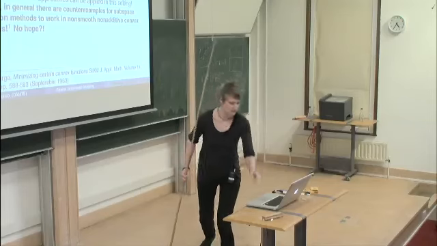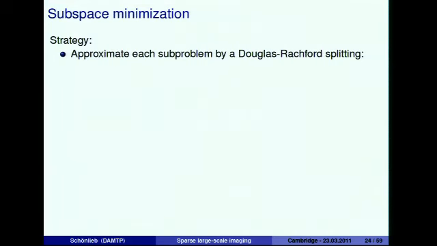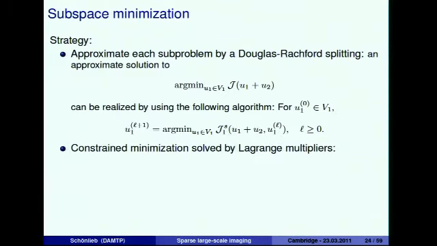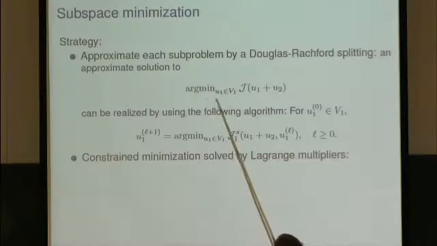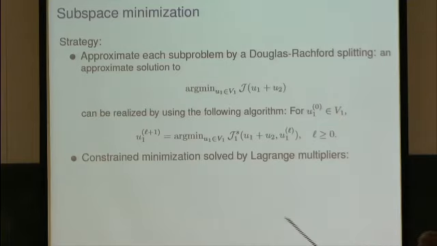So is there no hope? Well, there is, because otherwise I wouldn't be here. And what is the strategy? What are we going to do? The question is, how do we solve each of these subproblems here? So we want to minimize J of U, where U is split into U1 and U2. We want to split it, say, in the first subproblem only over the subspace V1. And the first thing I'm going to do is approximate this minimization problem by a sequence of minimization problems which are easier to solve.